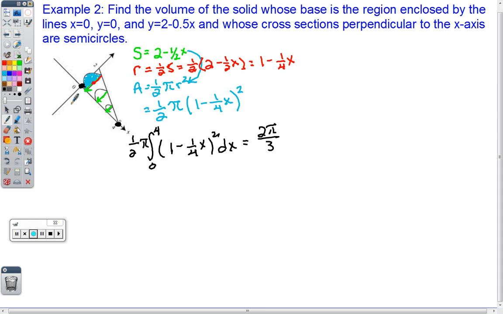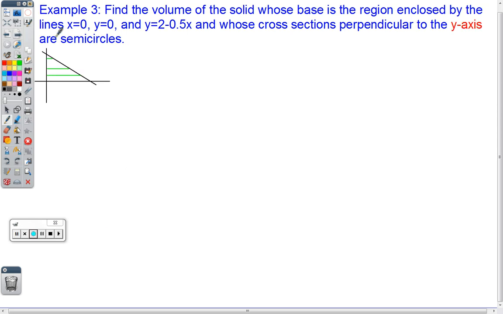Last problem is almost the exact same thing. Find the volume of the solid whose base is the region enclosed by the lines x equals 0, y equals 0, and y equals 2 minus 0.5x. So same exact base, whose cross-sections perpendicular to the y-axis are semicircles. I was not able to find a picture on the internet for this, but I'm basically looking for the exact same thing, but now the semicircles are basically just going the other way.